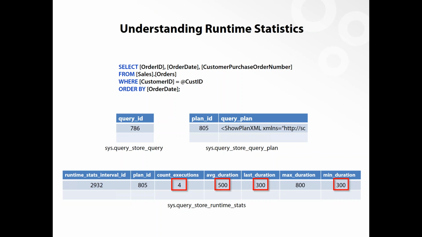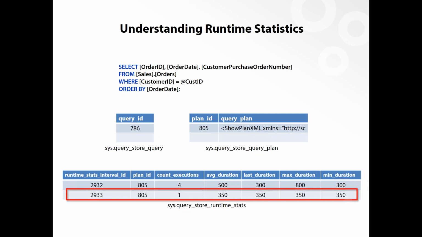And I executed a fourth time, and it takes 300 microseconds. And so the numbers adjust again. And this continues until that window of time, that time interval, ends. And then after that window of time ends, on the next execution, I get another entry in Query Store Runtime Stats for that plan ID.